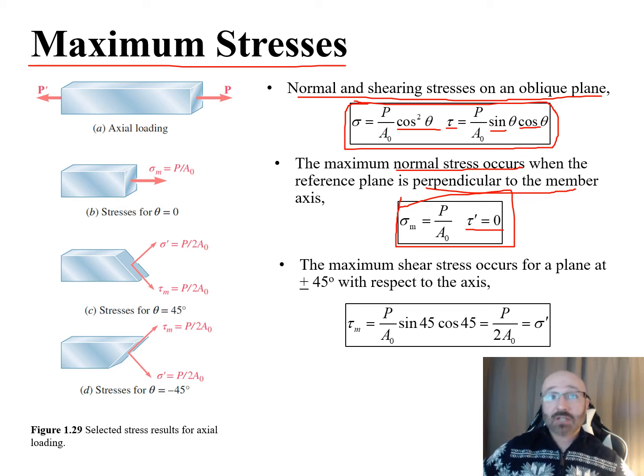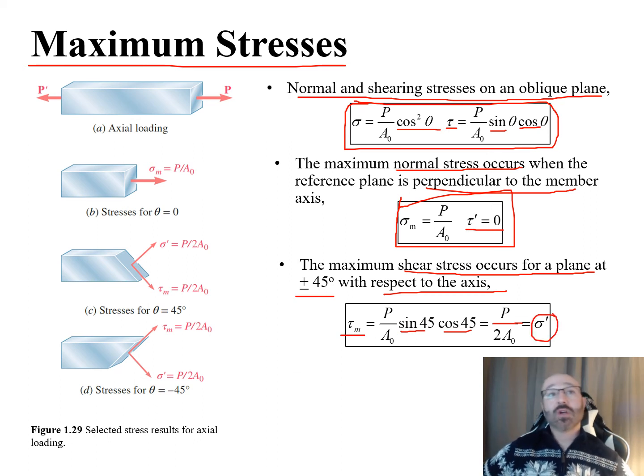Now, our maximum shear stress occurs for a plane at 45 degrees with respect to the axis there. So our tau max is given by this relationship here of P over A naught times the sine of 45 times the cosine of 45, or we can rewrite this here as P over 2A naught, which is equal to our sigma prime right there.